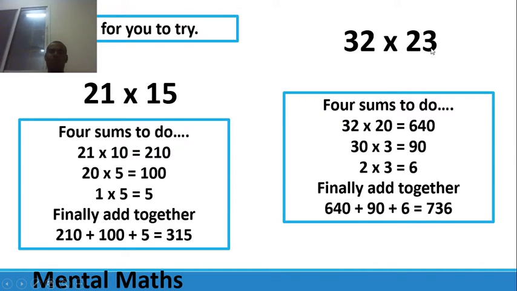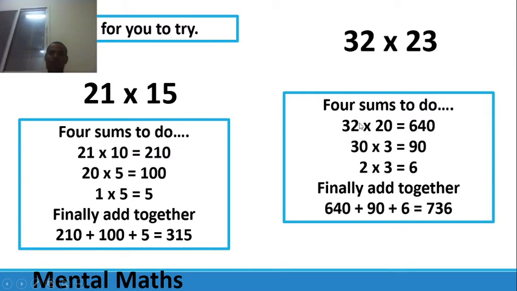32 multiplied by 23, you can write this as 32 multiplied by 20, because you will try to partition the second two-digit number: 23 is 20 plus 3. And 32, in fact, is 30 plus 2. So we need to partition the first two-digit number when you multiply 2 by 3.